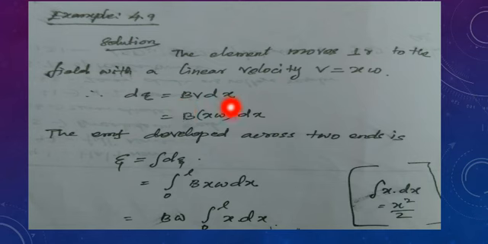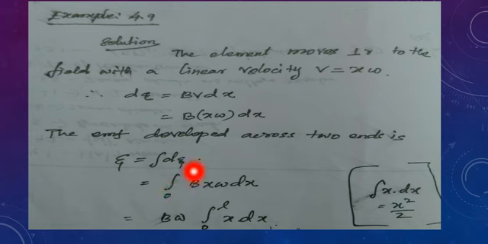L is equal to dx here because of the length. Therefore B into, I'm just substituting the V value. What is the V value? x into omega. Therefore B x omega dx. This is the EMF developed across the two ends. Therefore I'm taking the integration: E is equal to integral dE.